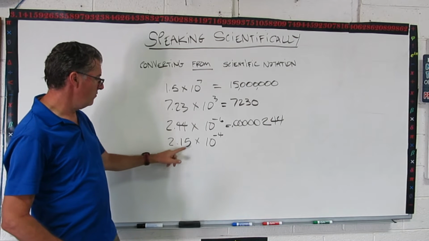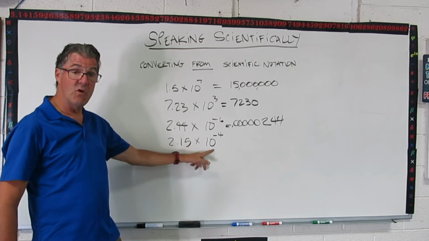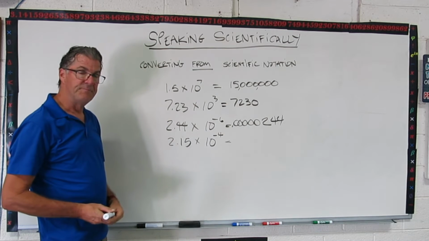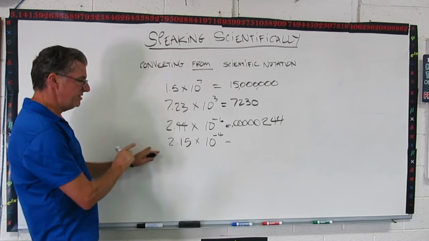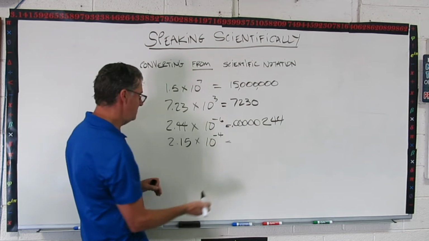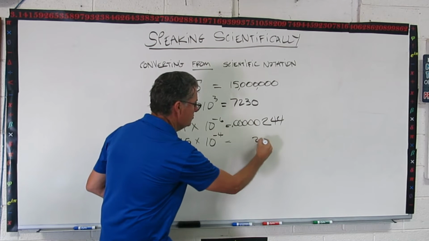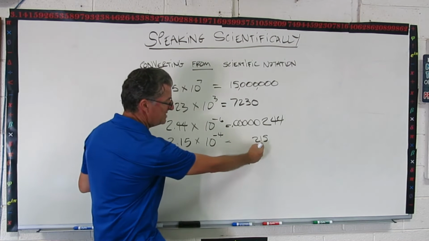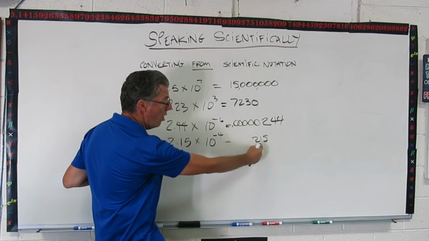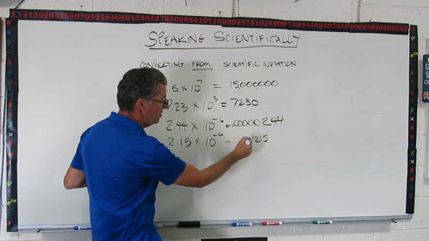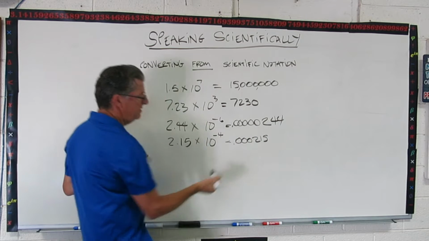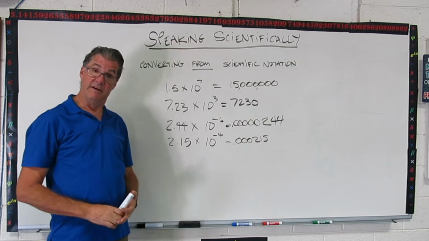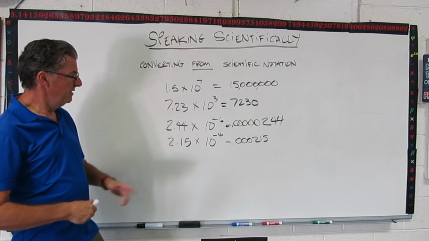You're going from 2.15 times 10 to the negative 4 to a standard number. So pause the video and see what you get. Okay, so this time I'm going to start a little further over. I almost ran out of room on that one. I have 2, 1, 5, and I'm only going 4. Okay, so my decimal is here, so I start there. 1, 2, 3, 4. So that one is 0.000215.